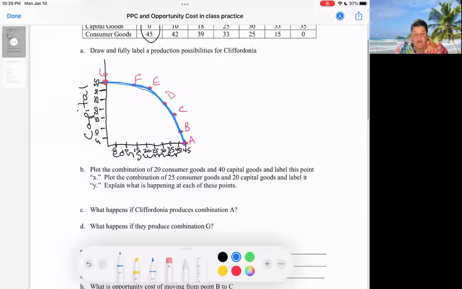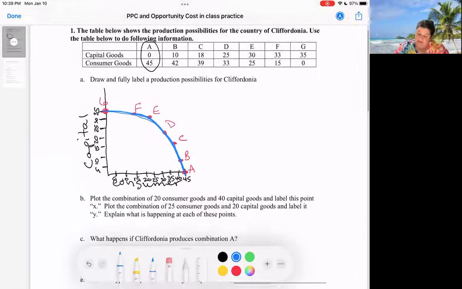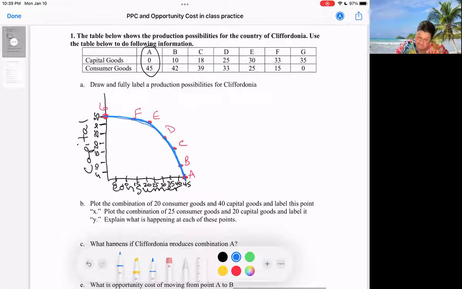Next says, plot the combination of 20 consumer goods and 40 capital goods. That means we're adding this little point right here. We want 20 consumer goods and 40 capital goods. So let's see where that point takes us. 40 capital, which is up here, and 20 consumer. Let's go back to red. That's going to be this point right about here. And it says label that point X.